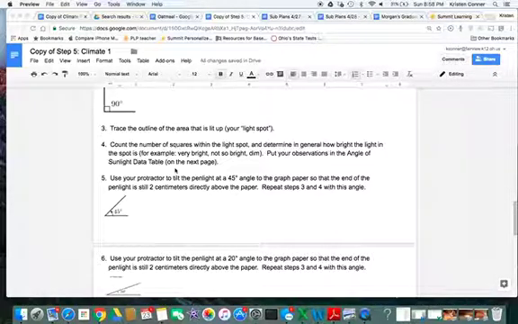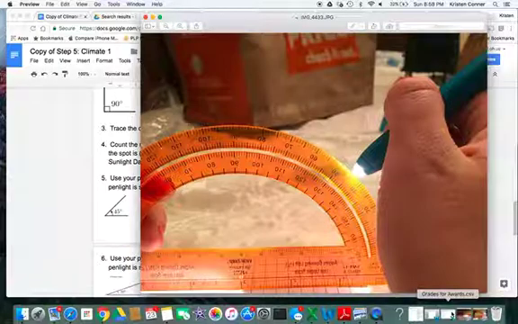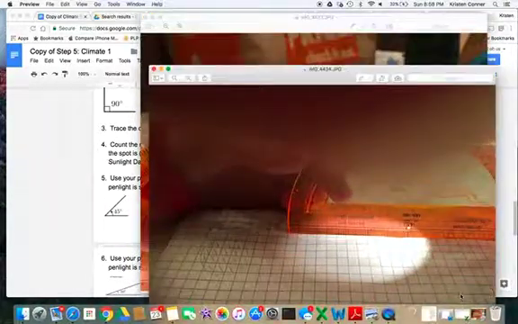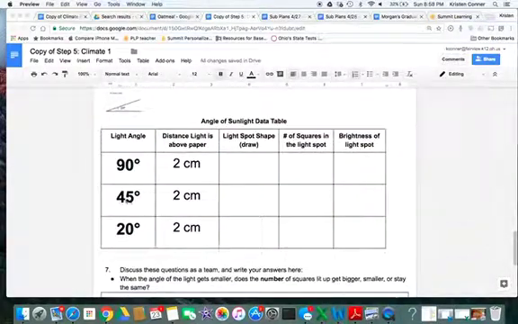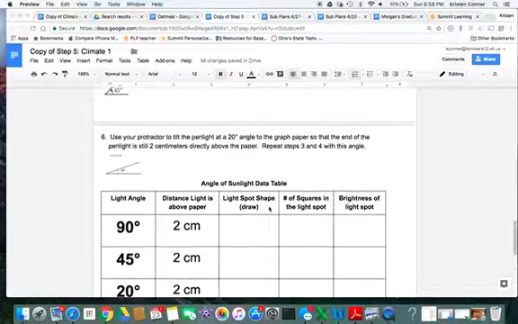Then you're going to use your protractor to tilt the pen light at a 45-degree angle to the graph paper so that the end of the pen light is still 2 centimeters directly above the paper. Here's mine at 45 degrees. Again, you're going to trace the light that ends up on the graph paper, and again, I would label it with 45 degrees. You'll then fill in the table for 45 degrees, 2 centimeters, and fill in your data.